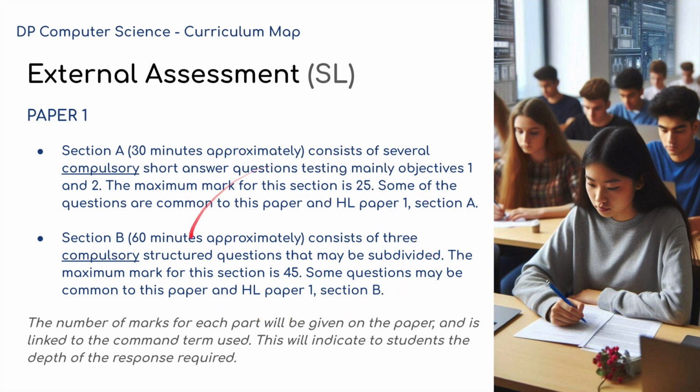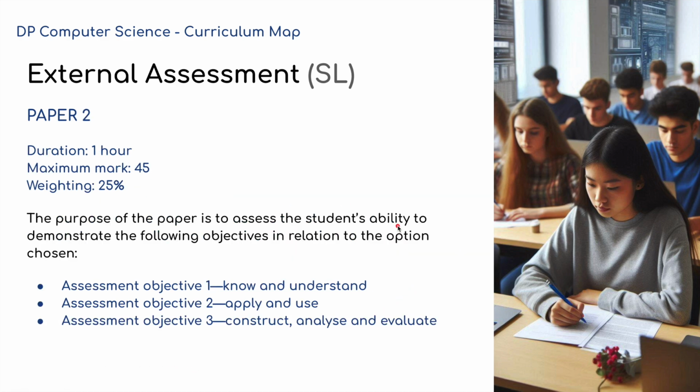Okay, so there is some crossover with the standard and the higher level. The number of marks for each part will be given on the paper and is linked to the command term used. This will indicate to students the depth of the response required. Okay, paper two for standard level, duration an hour, maximum marks 45, weighting 25%. Again, the assessment, we need to know, understand, apply and use, construct, analyze and evaluate.